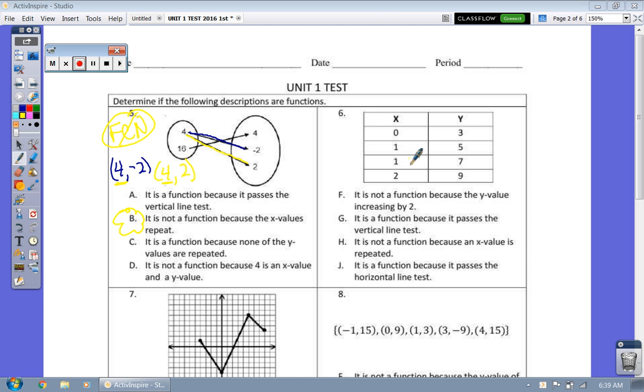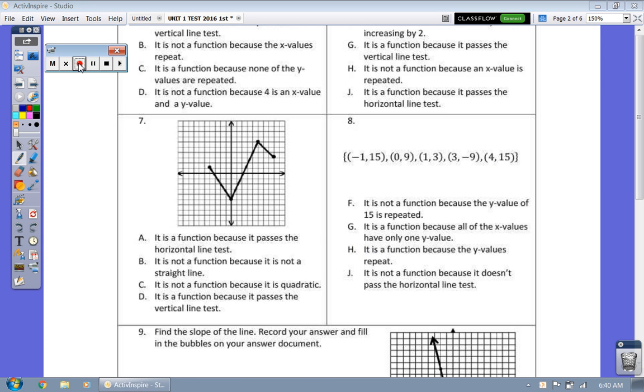Number 6, is this a function, yes or no? If I look at the x's, I see 2 x values that repeat, so this is not a function. Nope. So let's find the one that represents this. It is not a function because an x value is repeated, H. Number 7, they give you a graph. We're going to do the vertical line test, and if it hits the graph only once when you do the vertical line test, remember we said that is a function. So this is a yes, this is a function.